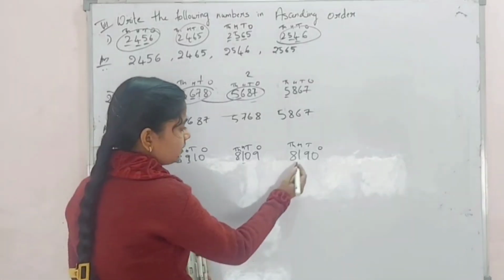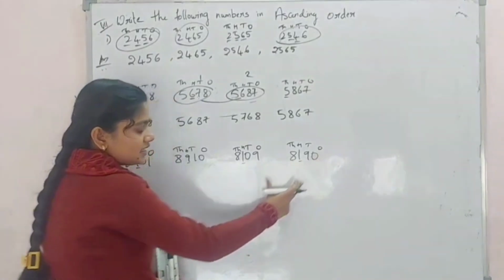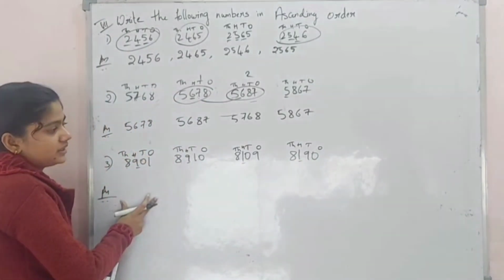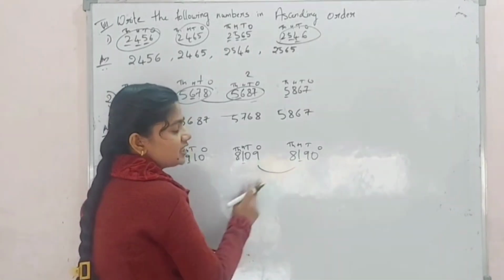Let me check with another number. Here also I have 1. If I had 0 here, I would have taken this one only as my first smallest number, correct? But I have 1, 1. So I have to again recheck in between these two.